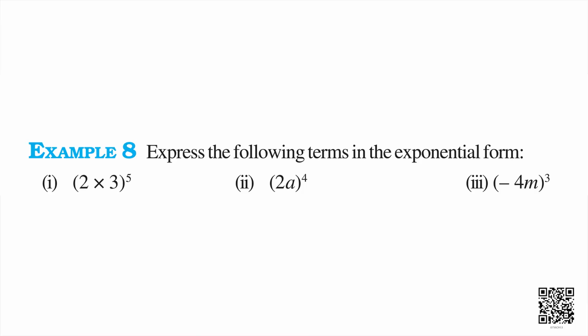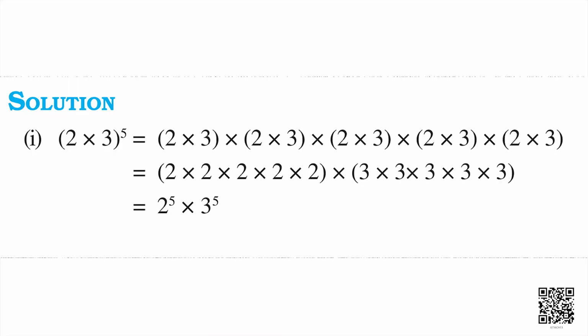Let us move on to example question number 8. Express the following terms in exponential form. So students, (2 multiplied by 3) to the power 5. For that, we will take 2 multiplied by 3 and multiply it 5 times. So we will get 2 multiplied 5 times, whole multiplied by 3 multiplied 5 times, which we can also write as 2 to the power 5 multiplied by 3 to the power 5.